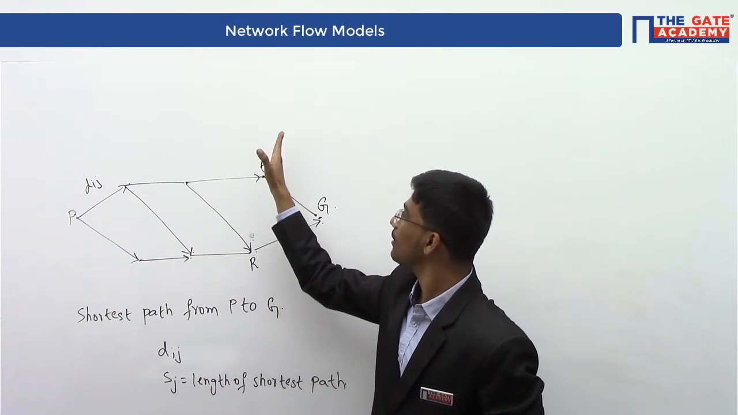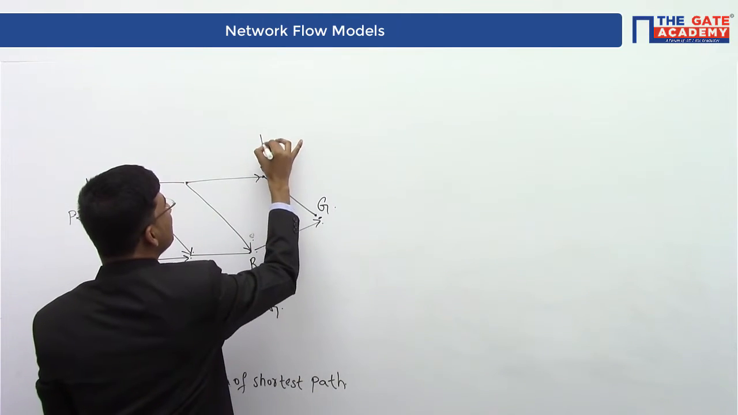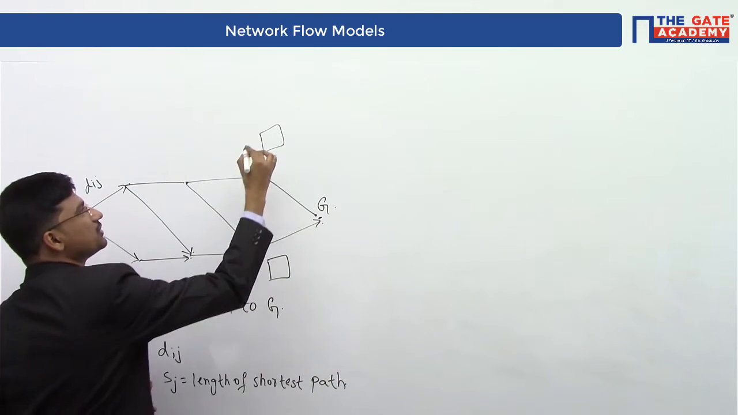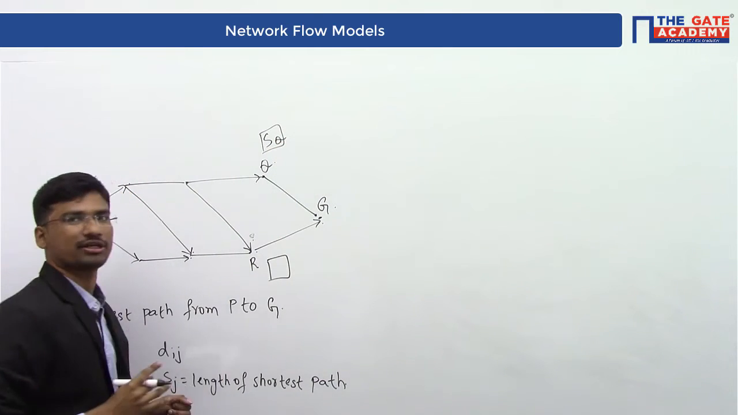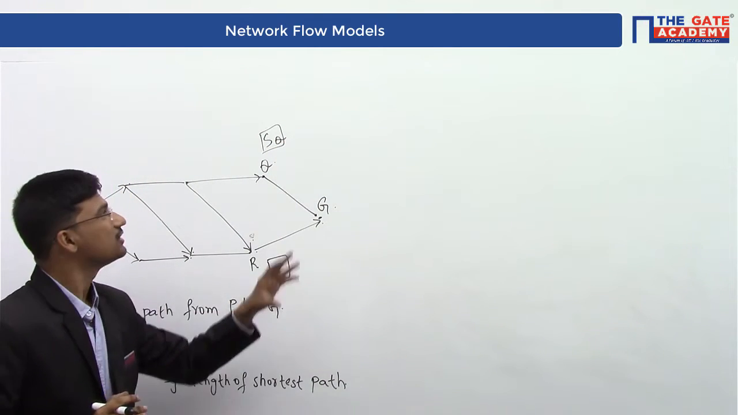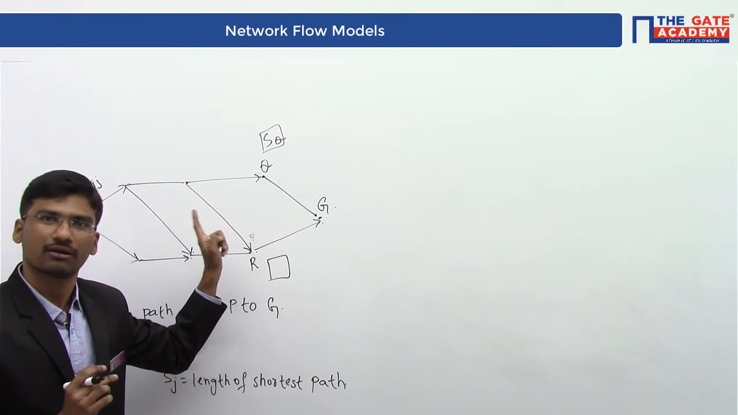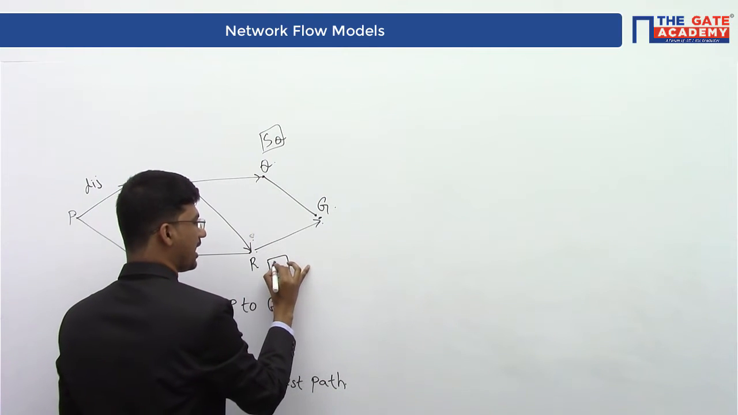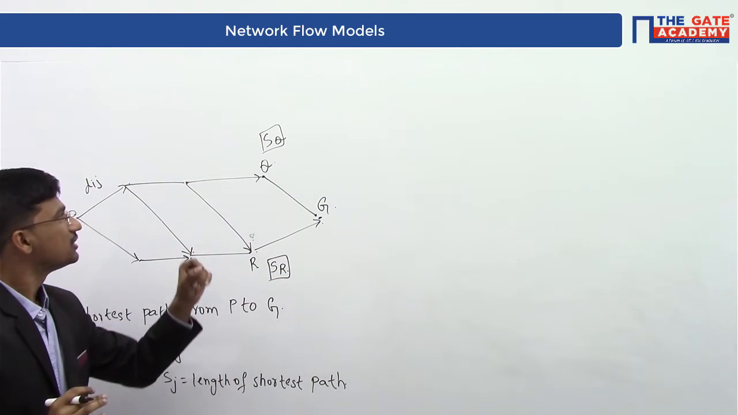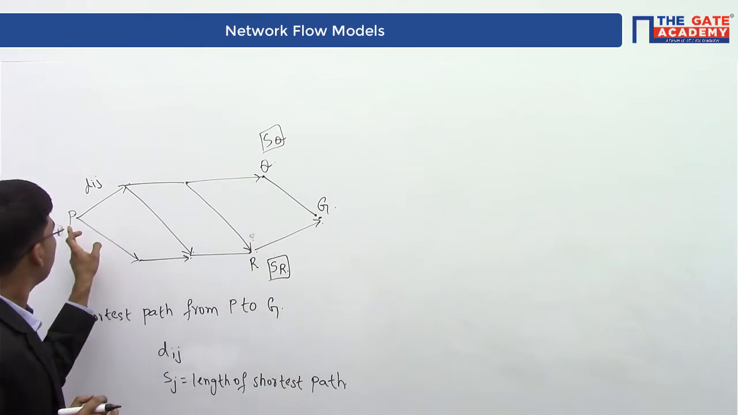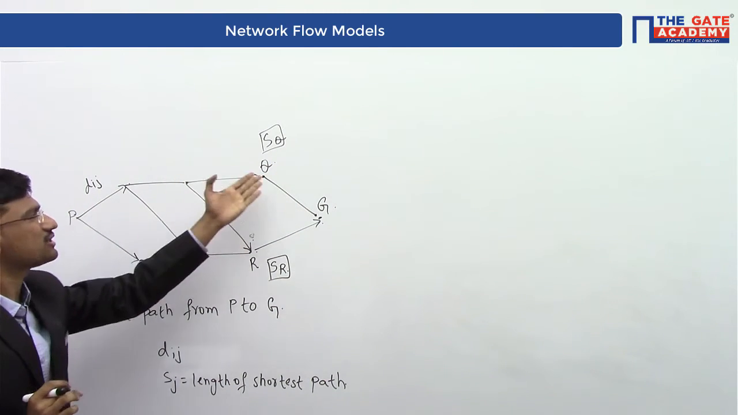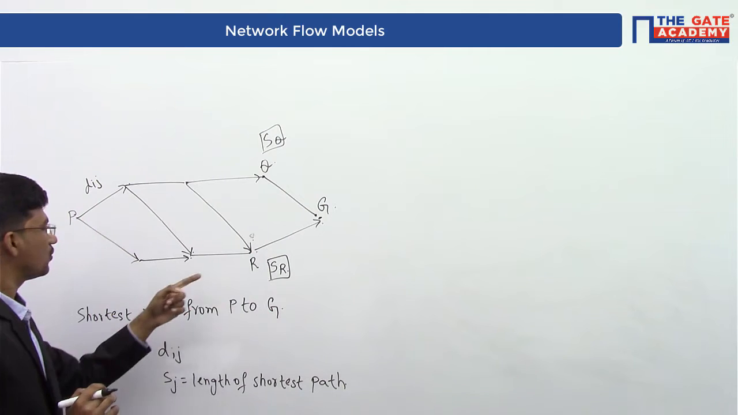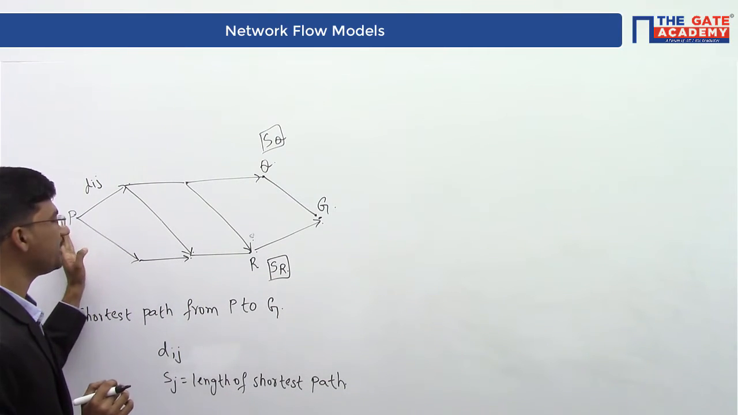Now they have directly given this box and this box. Sj is the length of the shortest path, so Sq will be the length of the shortest path, and you will get the Sq value in this particular box, which we have already seen in the previous example problem. Now this will be Sr. Sq will be the shortest path from P to Q, and Sr will be the shortest path from P to R.